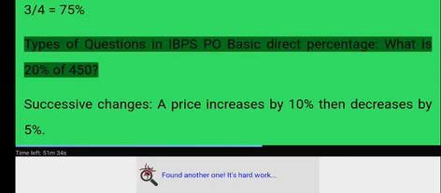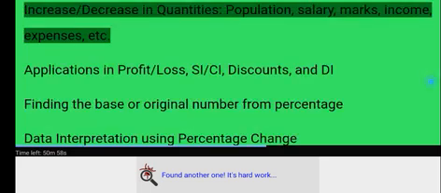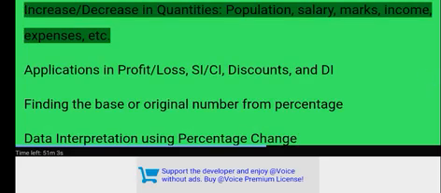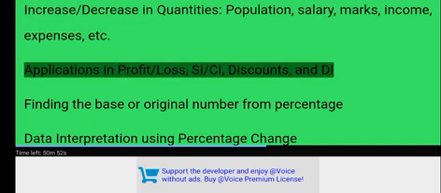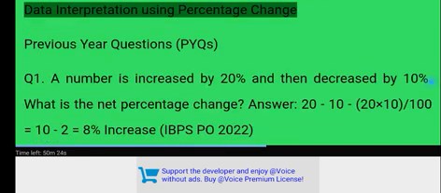Types of questions in IBPS PO. Basic direct percentage: what is 20% of 450? Successive changes: a price increases by 10% then decreases by 5%. Increase or decrease in quantities, population, salary, marks, income, expenses, etc. Applications in profit and loss, SI, CI, discounts, and DI. Finding the base or original number from percentage. Data interpretation using percentage change.